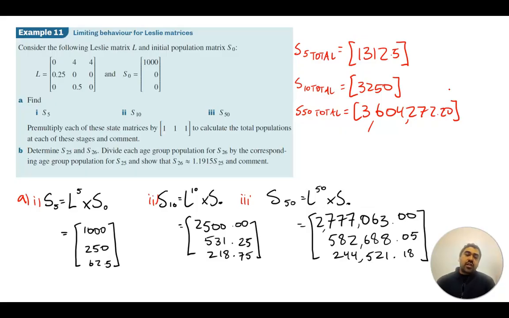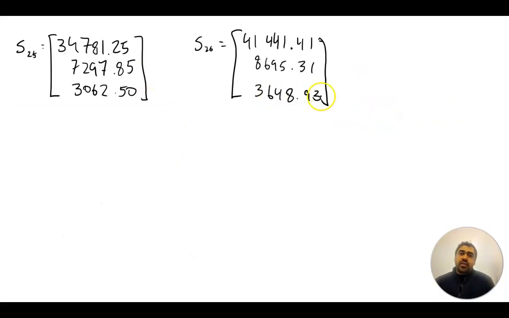And you're going to showcase that there's this ratio of 1.1915. What this is essentially saying is, if I get my S25 and S26 with a little bit of editing, calculated S25 and S26, what we're going to do is look specifically at an age group, so the first one. And we're going to look at S26s and S25s.